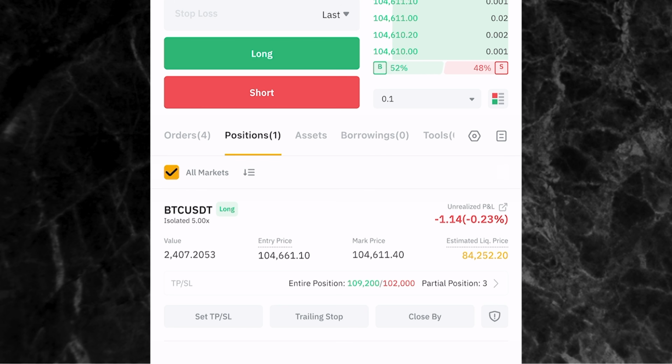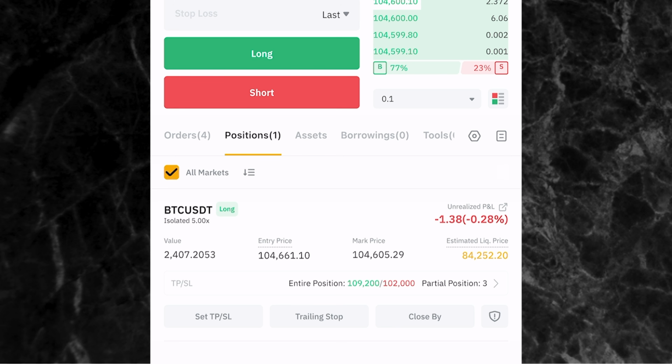Now the next thing is, how do you know whether you are making profit or loss? Now you can see right here where it says unrealized P&L. That's where you can monitor the profit or loss from your trade. That's the only way you can monitor it. So if you come here, anything you see right here is whatever you are making or losing from that trade. I hope you understand. Now the next thing is how to close your trade.